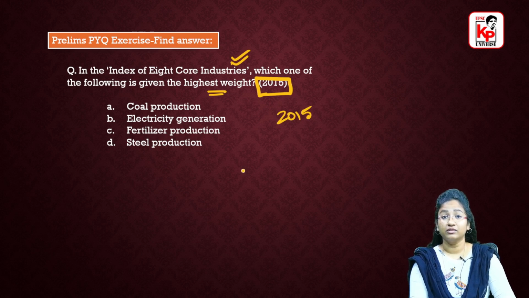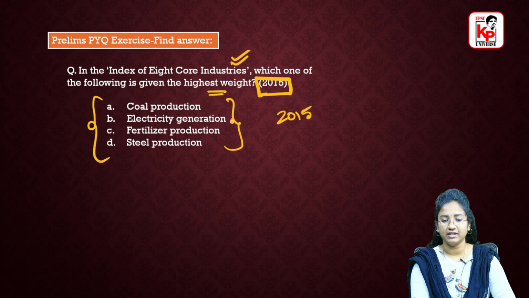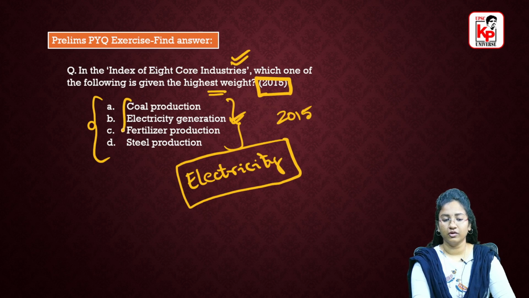We are also going to discuss the basket of goods on which this data is compiled. You have to know what goods and what sectors are included in this IIP, and then you have to know the weightage of different sectors, which sector has the highest weightage, so that you can answer questions like this. Here, according to these 4 options, the correct answer will be electricity generation. Electricity generation has the highest weightage among these 4. Not overall weightage; just look at the 4 options that we have here.